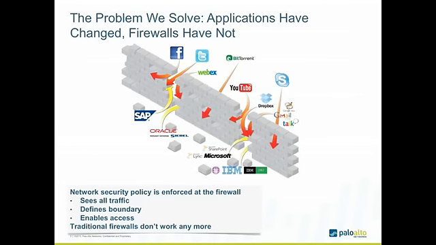The problem we solve: applications changed, firewalls didn't. When you think about what a firewall is designed to do, it's designed to be the traffic access control point for your network. You build policies based on what you want to allow. Everything else is implicitly denied. That's also known as a positive security model. Now, unfortunately, applications have changed such that those policies are less effective than they used to be.